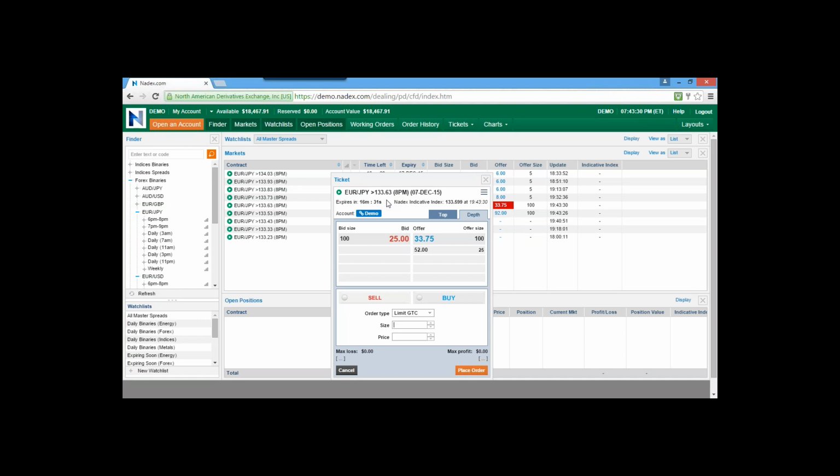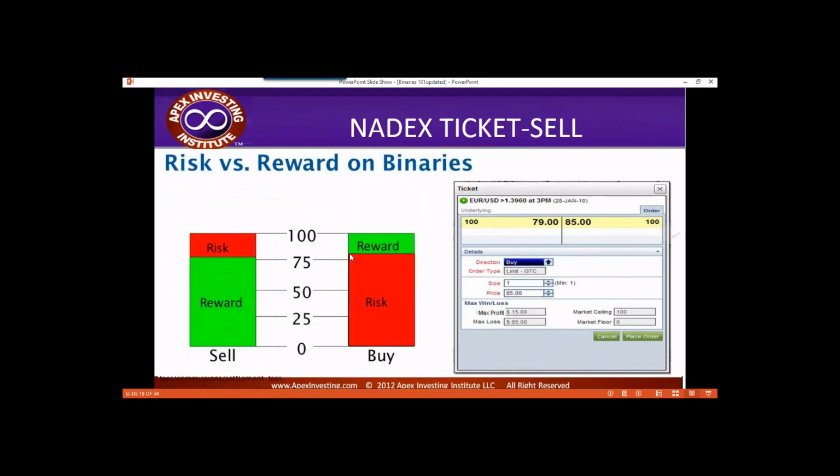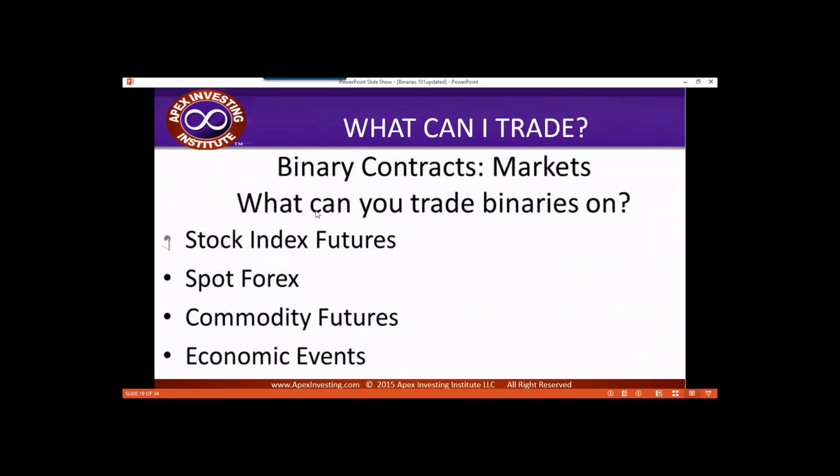Okay, so on the buy side, if it expires at the same amount, it would be a loss. On the sell side, it would still be a win, because it's all just that simple: was the statement true or false. Okay, so good question there though. All right, so what can I trade?